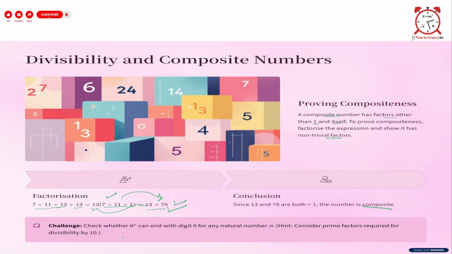This is also a challenging question. Check whether 6 to the power n can end with the digit 0 for any natural number n. So a hint is also given: consider the prime factors required for divisibility by 10. I gave this question only for practice.